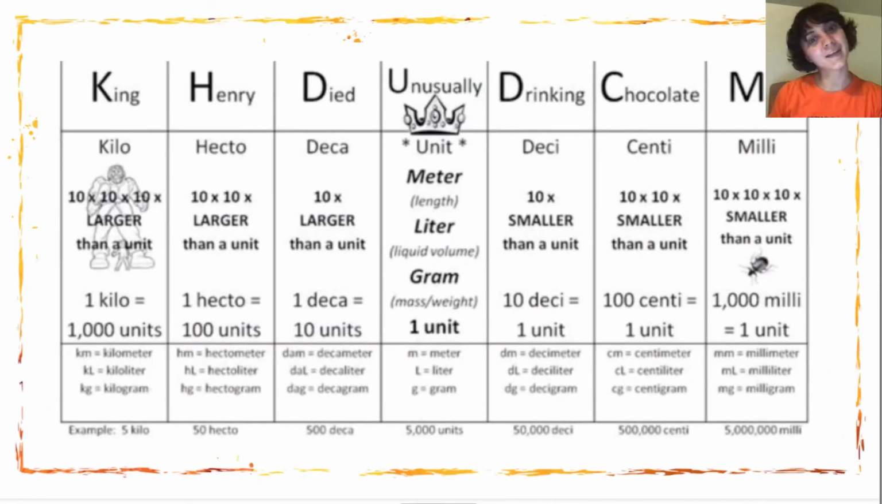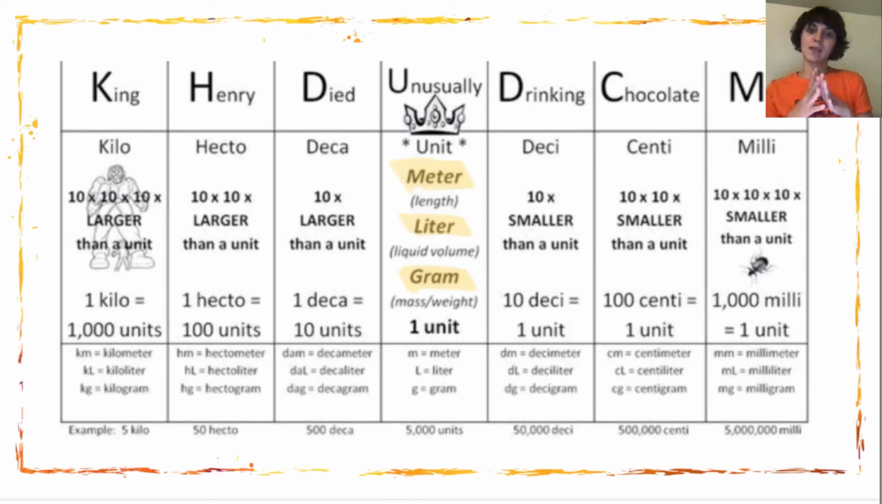So let's break this down a little bit more. As I talked about, we have kilograms and grams, right? But there's a lot of other titles in between that as well. So right here is my base. Here's my meter, liter, and gram. That is the base unit.